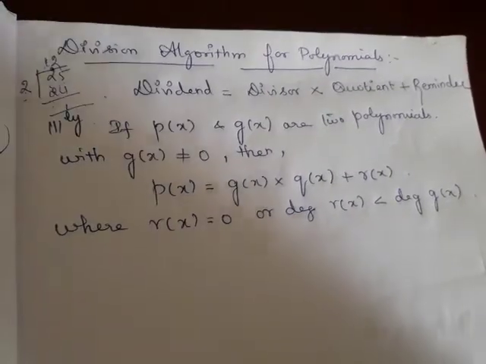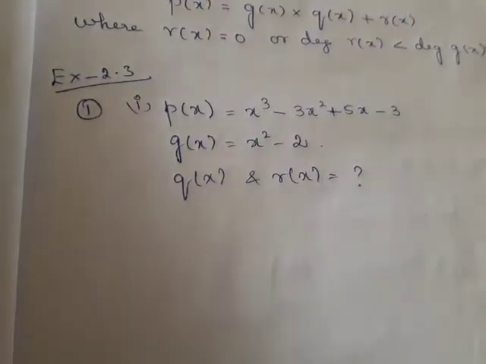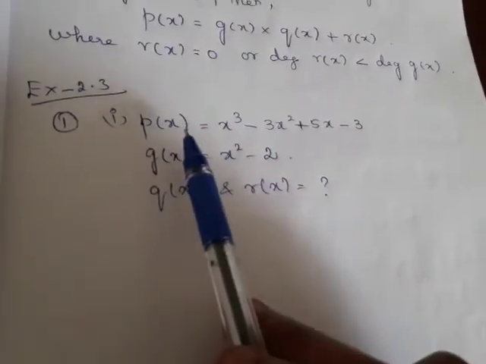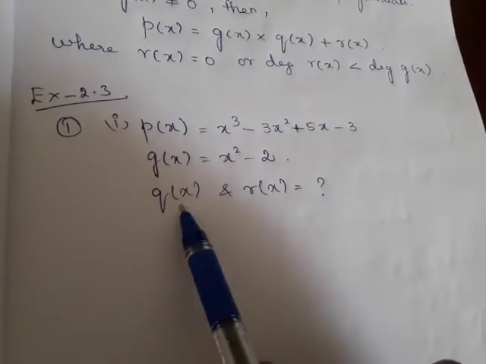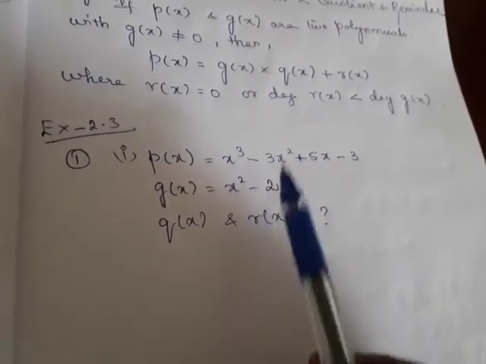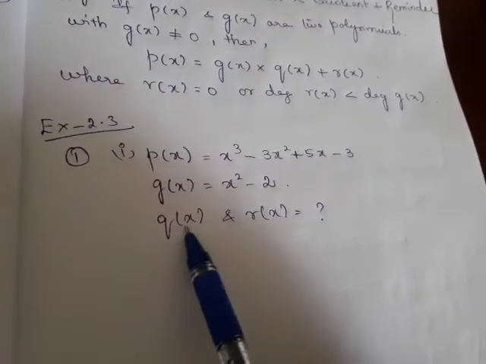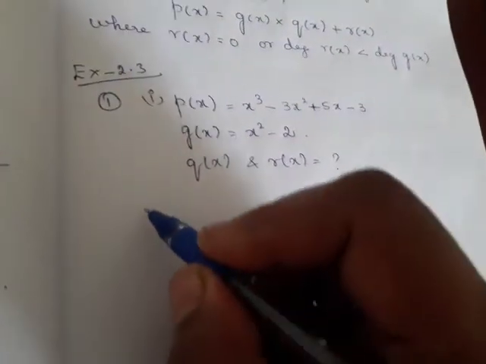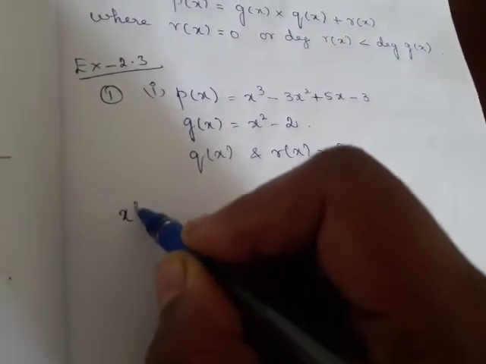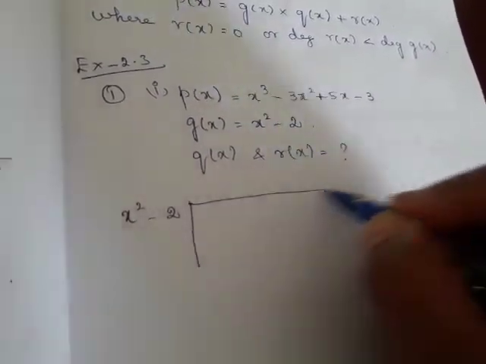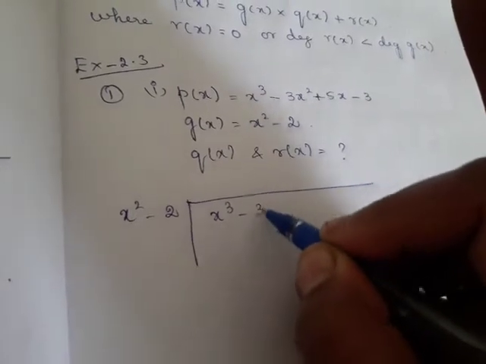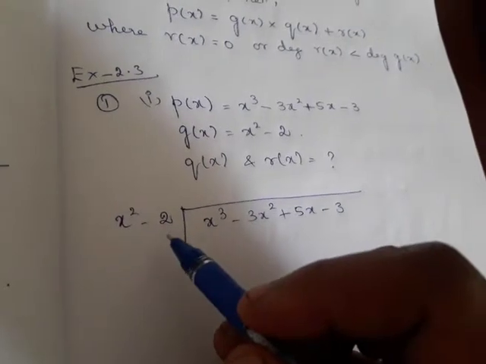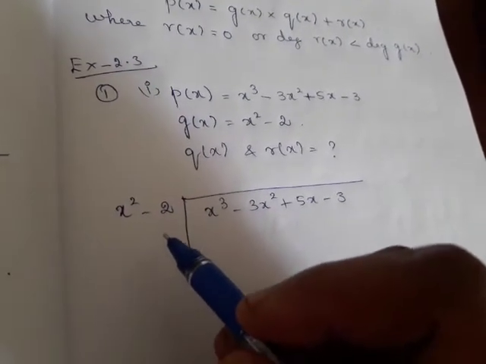Let us see this through an example. So let us solve the first problem in exercise 2.3. They have given you p of x and g of x. They asked you to find q of x and r of x. In the sense, dividend and divisor are given, they asked you to find the quotient and the remainder. Let us see how we can divide one polynomial by another polynomial. We are going to divide the polynomial x cube minus 3x square plus 5x minus 3 by x square minus 2. So this is similar to our normal division only.